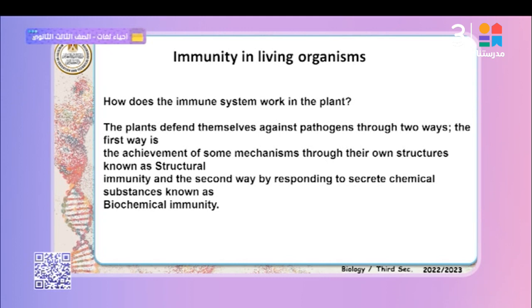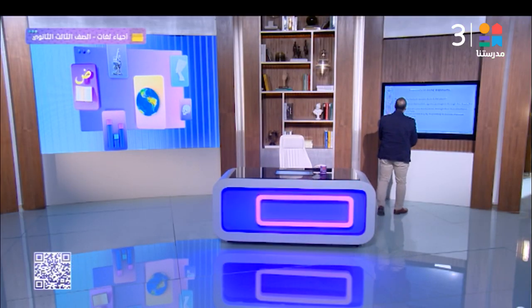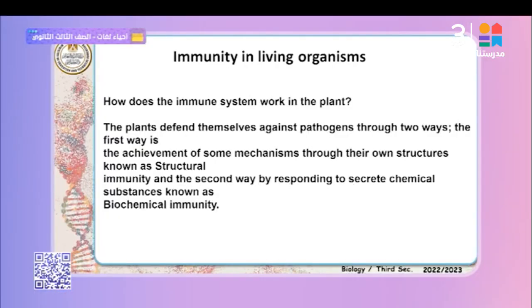Pay attention, please. How does the immune system work in the plant? The plant defends itself against pathogens in two ways. The first way is through mechanisms in its own structures, known as structural immunity. There are two types of immunity: structural immunity and biochemical immunity. Structural immunity is the deposition of substances, for example cellulose, lignin, suberin, and cutin. These substances are natural, so it is called structural immunity.